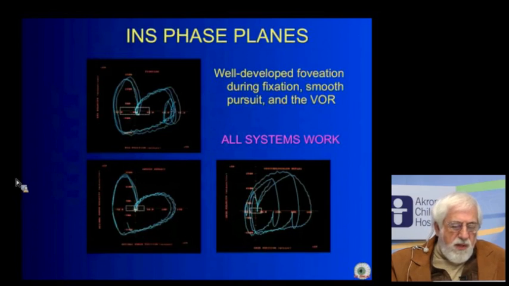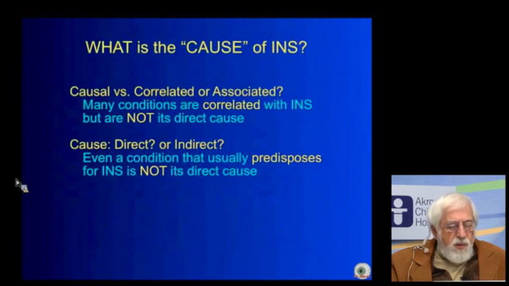So what is the cause? We have to understand the difference between causality and correlation. Just because things exist with something or even before doesn't mean it's a cause. It may predispose the system to going unstable, but it is not the direct cause. And when I say cause, I'm always going to mean direct cause.